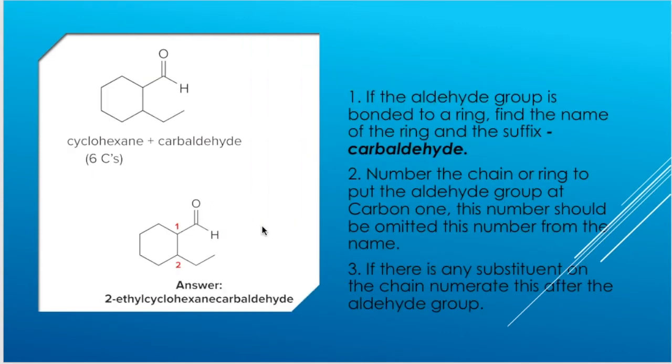Let's see it for rings. If the aldehyde group is bonded to a ring, we have to see how many carbons are on the ring. In this case, it's a cyclohexane, so we can see it's a 6-carbon ring. Also we have to add carbaldehyde at the end. This is the carbon of the aldehyde group, so we name it as 1 always in the ring. So it's going to be 1, 2, 3, 4, 5, and 6.